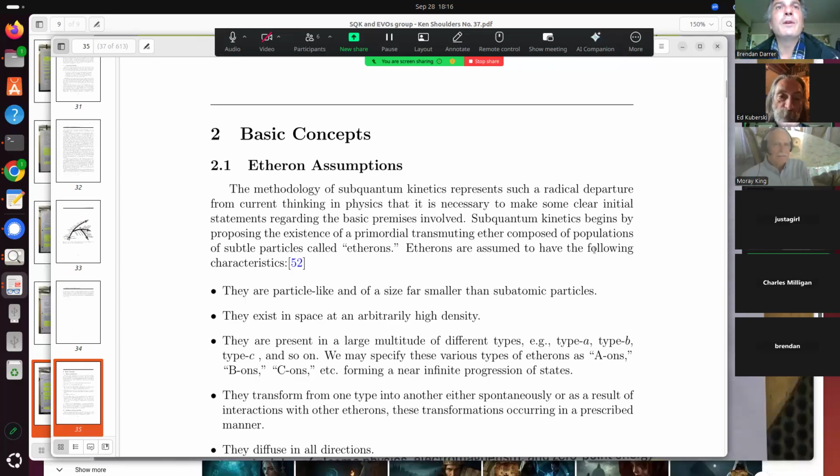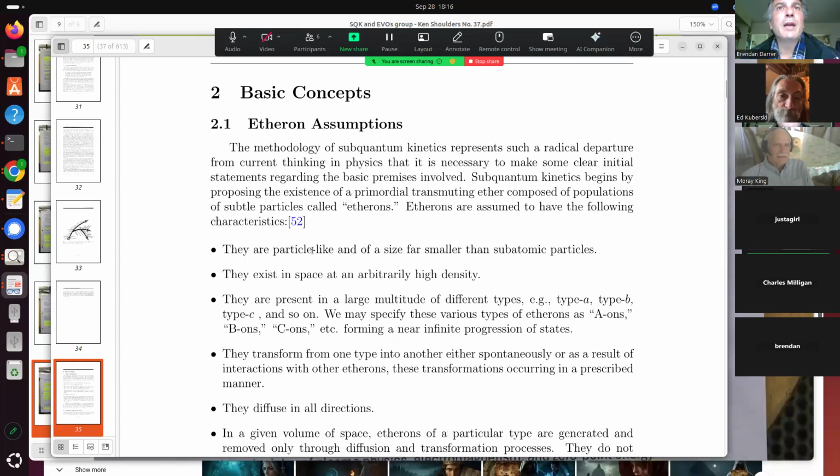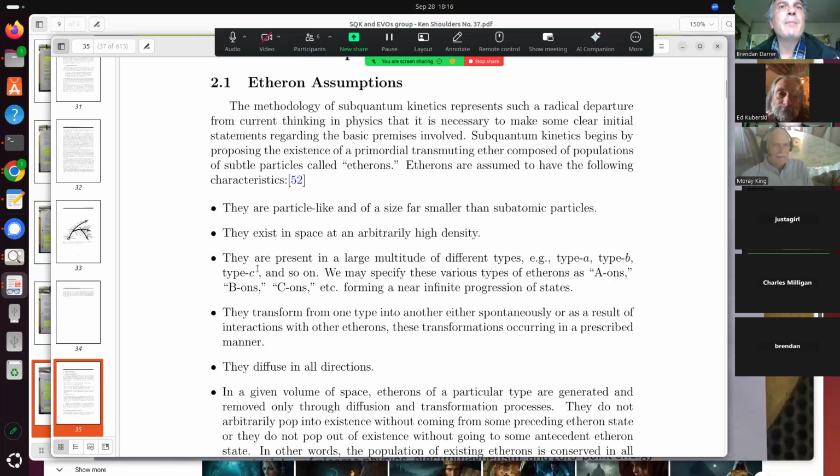Etherons are assumed to have the following characteristics. They are particle-like and of a size far smaller than subatomic particles. They exist in space at an arbitrarily high density. They may be present in a large multitude of different types, type A, B, C, and so on.